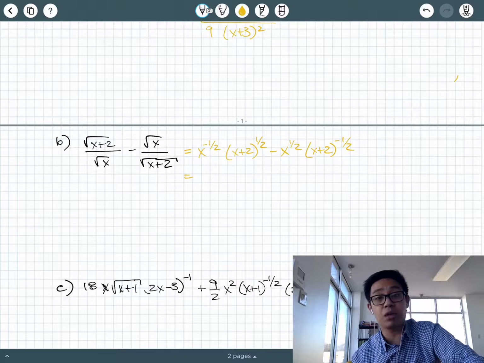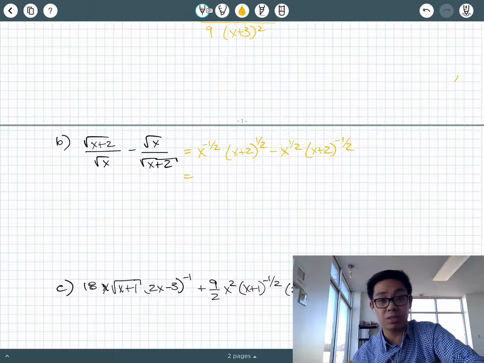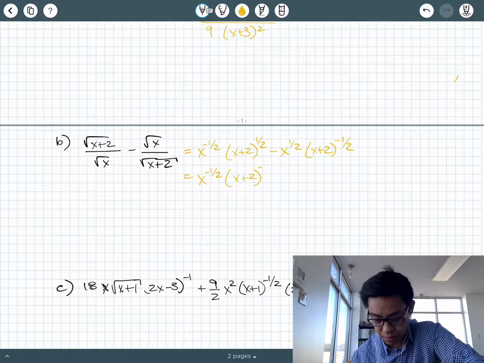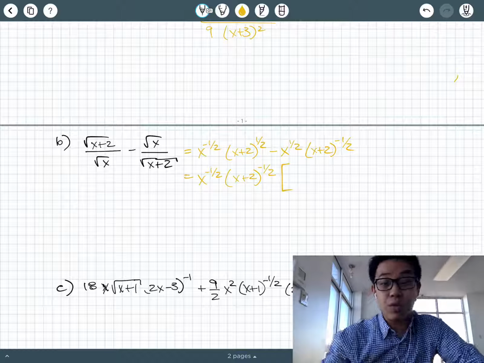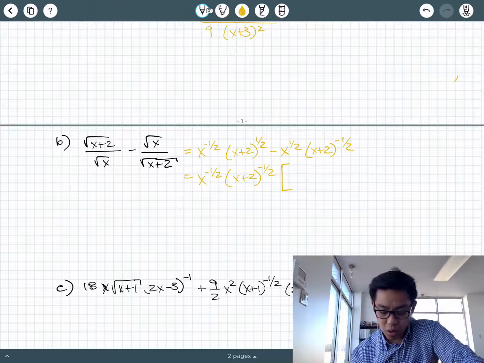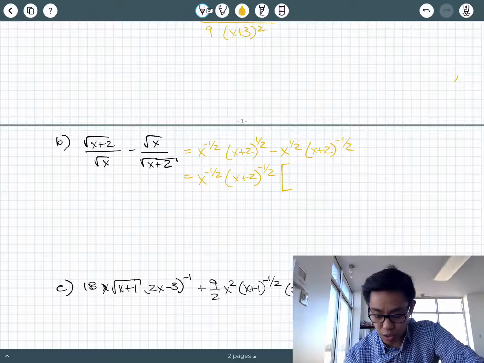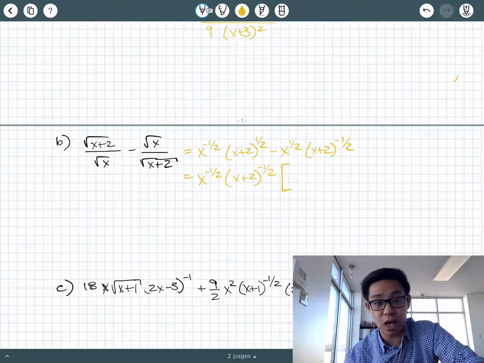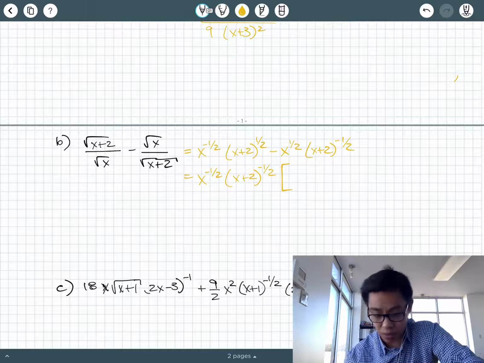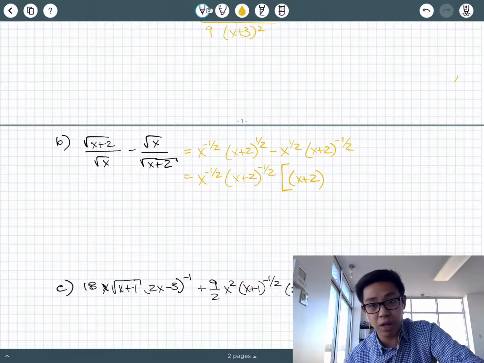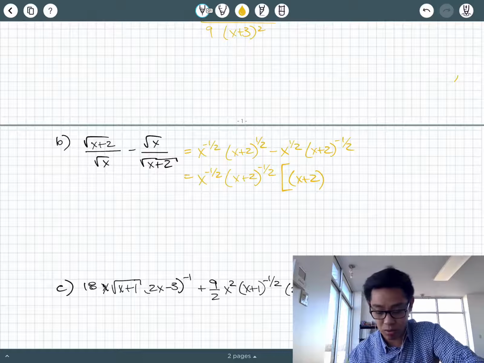What's in common that you pull out? They both have an x and an x plus 2, and the lowest exponent on them is the negative 1/2. So you'll pull out x to the negative 1/2, x plus 2 to the negative 1/2. What's left over in the expression? Well, when you pull out the x to the negative 1/2, obviously that's gone. When you pull out the x plus 2 to the negative 1/2 out of the first term, you subtract the exponents. So you keep the base and subtract 1/2 minus negative 1/2, that is just 1 whole.